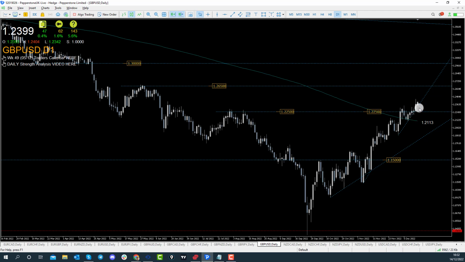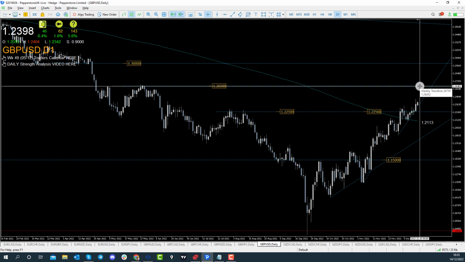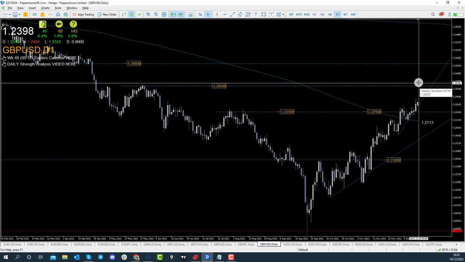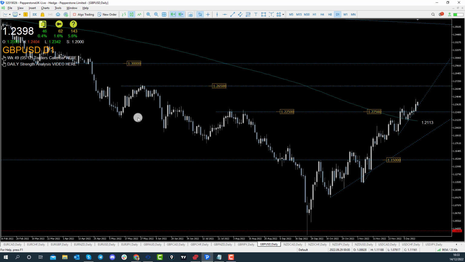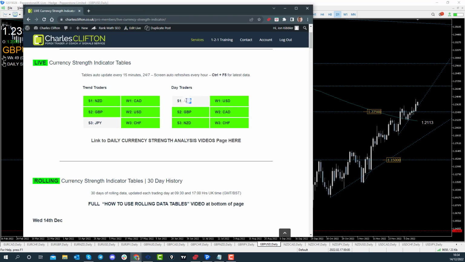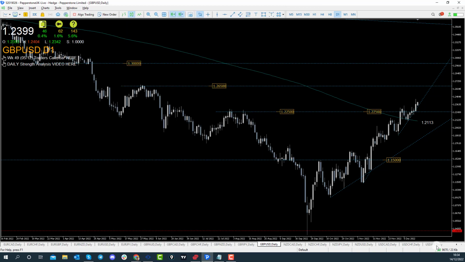But things are pointed north here for pound at the moment, and I think if we do see the Federal Reserve being very cautious or dovish, then we could see another move up to the 2650 handle. Now, another pair of interest for me at the moment is Aussie CAD. We can see that Aussie tops the day traders as the strongest currency, CAD the weakest here. So day traders may be looking for an opportunity on Aussie CAD.